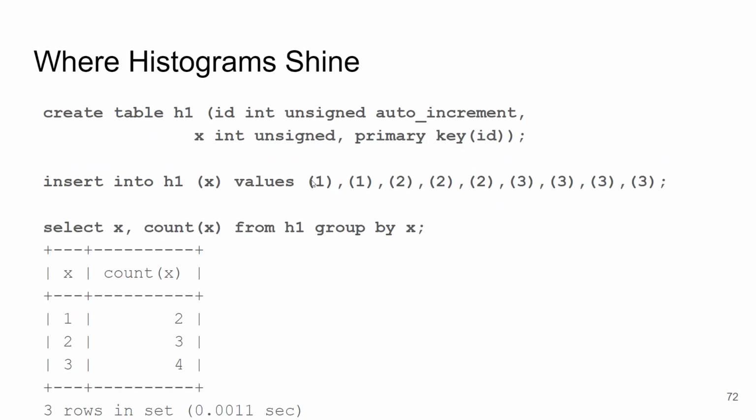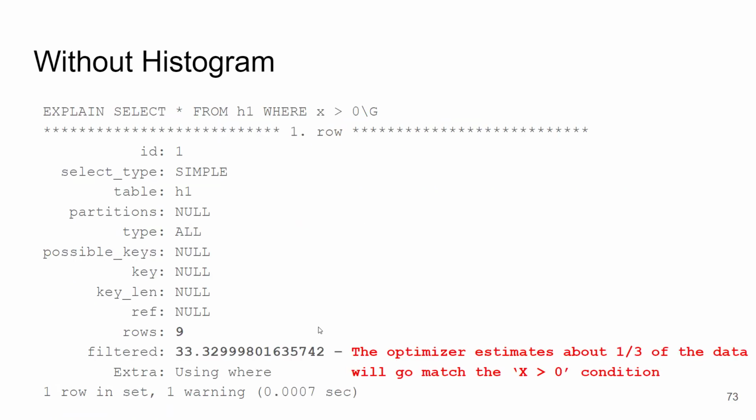Now, here's an example where histograms shine. We're going to create a table, and it's going to have an automatic auto-increment ID. So every time we add in a record, it's going to increment by 1. We're going to have a column called X that's unassigned. So we're going to insert into our new table 2 1s, 3 2s, and 4 3s. If we select our values and the count of those values, you see we have the 2 1s, the 3 2s, and the 4 3s.